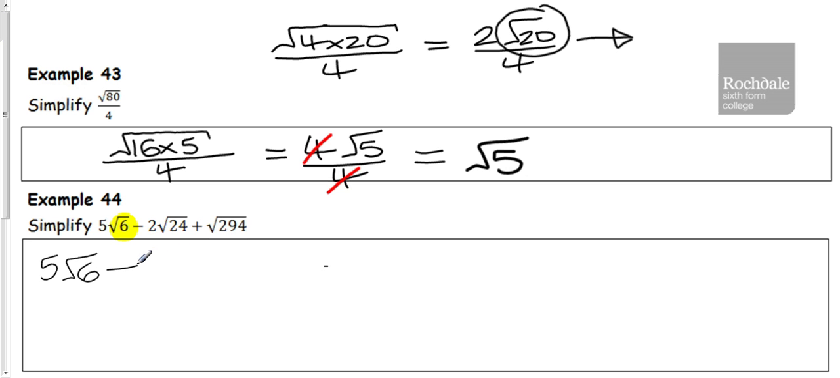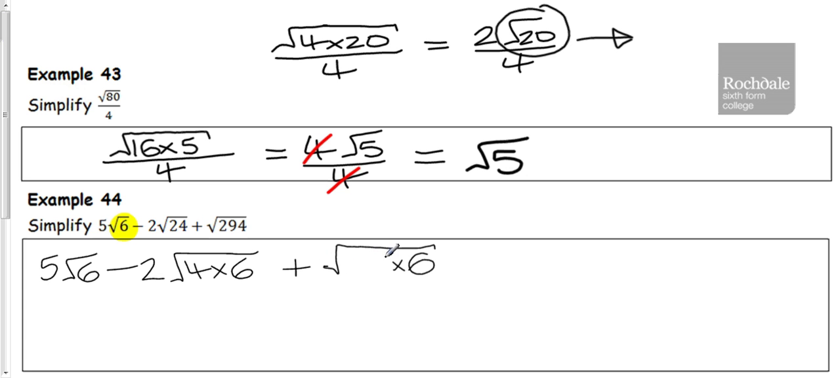Now, 24. The biggest square factor of 24 is 4. And to get 24, I need 4 times 6. Now, I'm noticing a pattern here. I've got root 6 there, root 6 here. So now I'm expecting this next one to also have a 6. It's just the way these questions are normally set up.